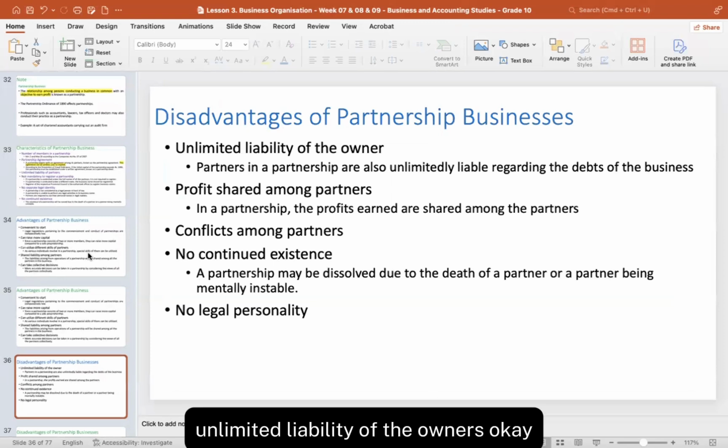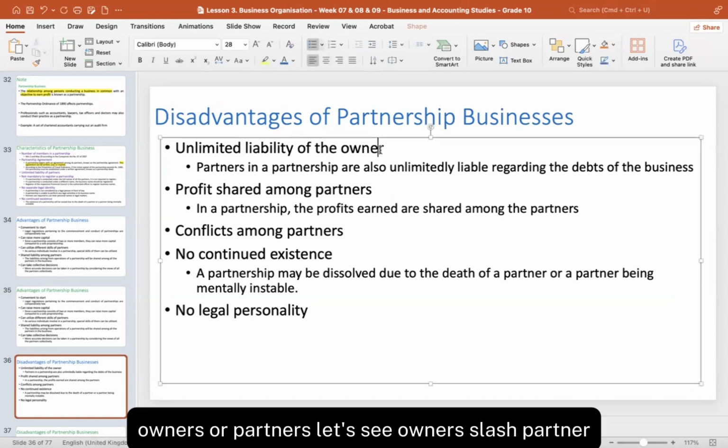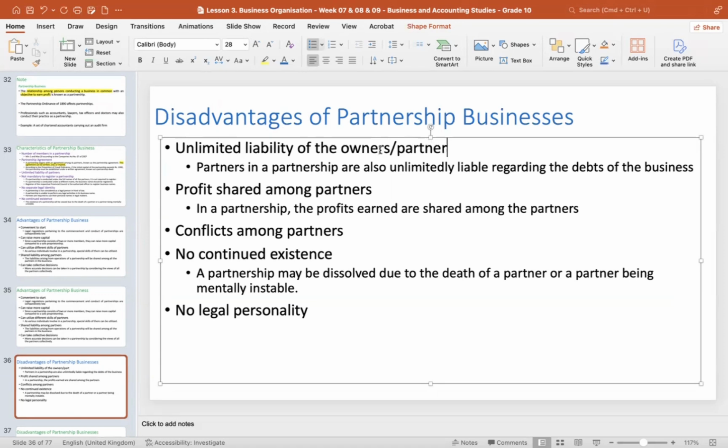Partnership. Unlimited liability of the owners. Okay, owners or partners. Now, partners in a partnership are also unlimited liable regarding the debt of the business.